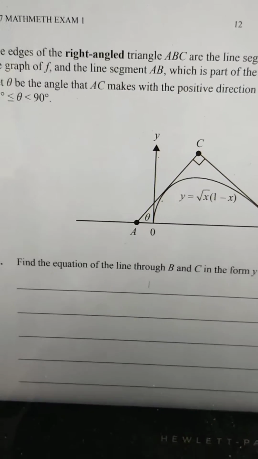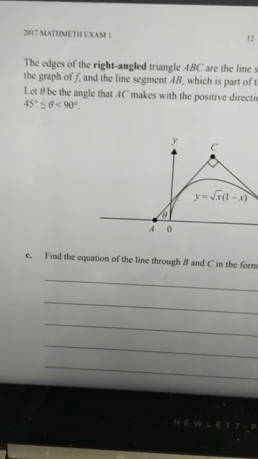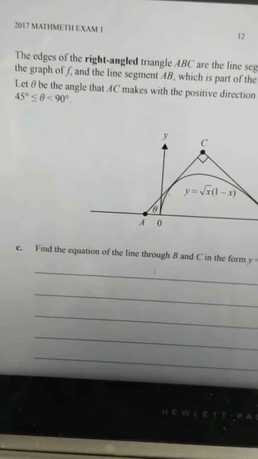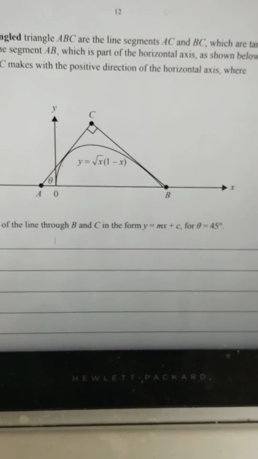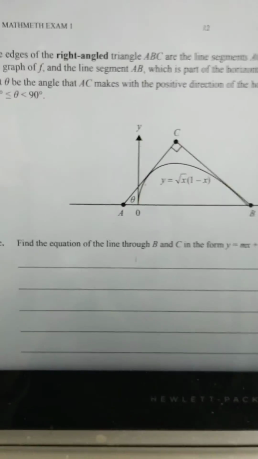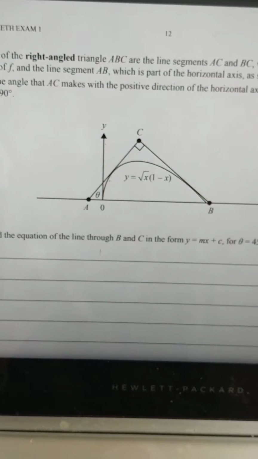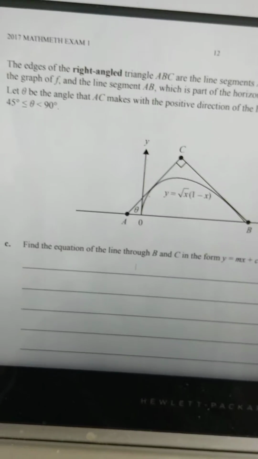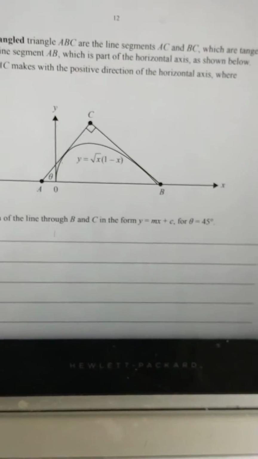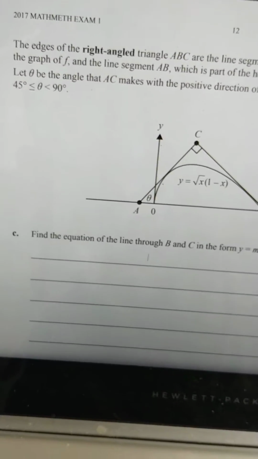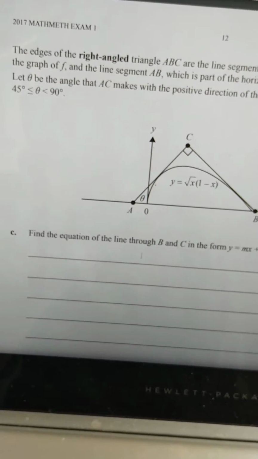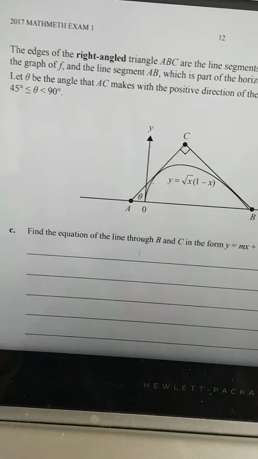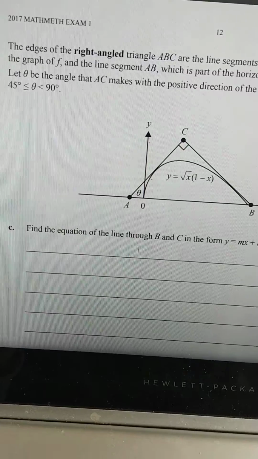This is the VCAA 2017 Maths Methods Exam 1 Question 9 Part C. It reads: the edges of the right angle triangle ABC are the line segments AC and BC, which are tangent to the graph of f, and the line segment AB, which is part of the horizontal axis as shown below. Let theta be the angle that AC makes with the positive direction of the horizontal axis, where theta is from 45 to 90, but not equal to 90, it's just less than 90.